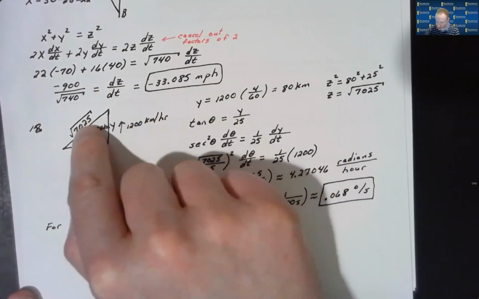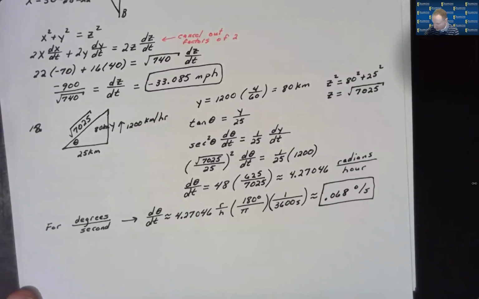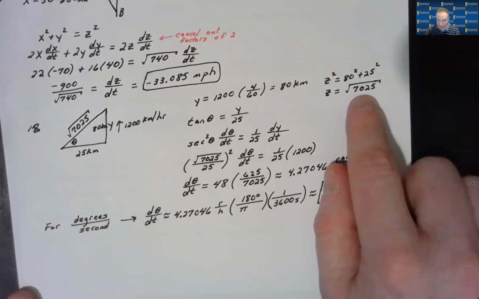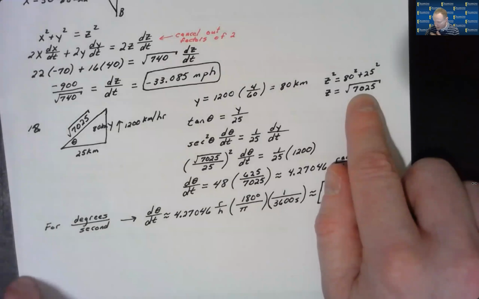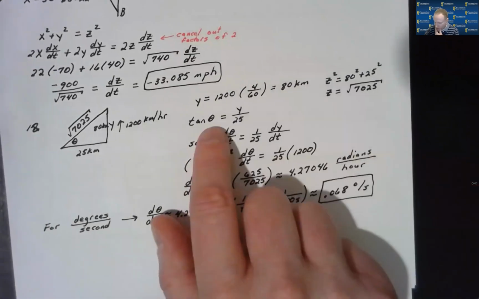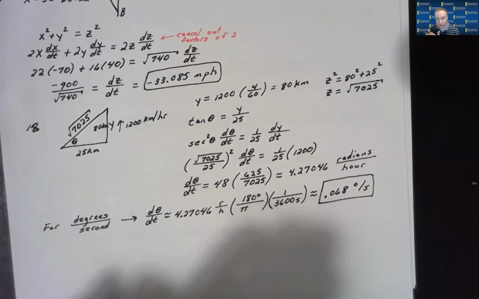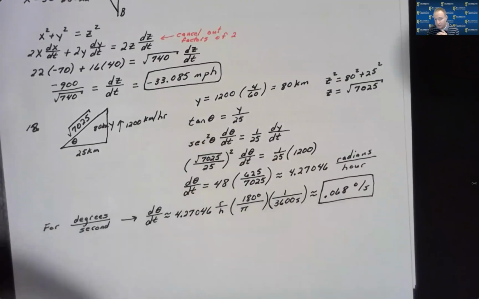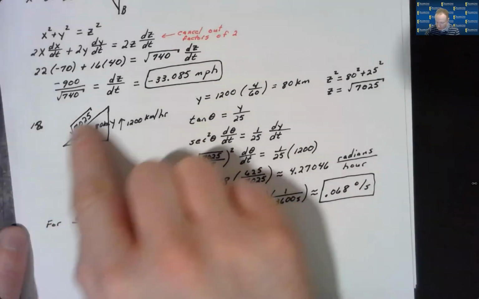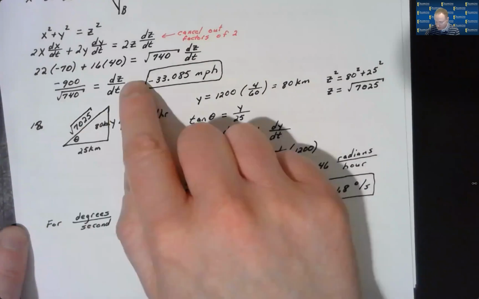When you do that, you're going to get the 7,025 there inside the square root, of course, to solve for z. Now, in order to solve for the angle theta, you have to be careful. Sine and cosine do not work in this problem. You think, why don't sine and cosine work? Because sine and cosine are both going to use the hypotenuse in their formula. Adjacent over hypotenuse for cosine, opposite over hypotenuse for sine. The problem with that is I don't have a clue how fast this diagonal distance is changing.